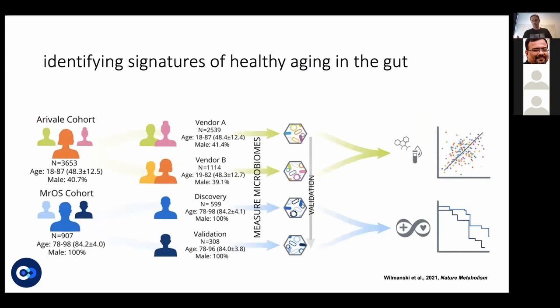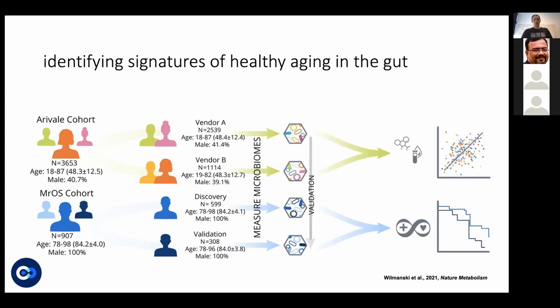So we have this Arivale data set that I talked about before, and it spans the whole lifespan, from 18 to about 90 years old. MrOS is this other, older cohort where people tend to be between about 80 years old and 100 years old. And for both groups, we have dense phenotypic information in addition to some clinical information on health and microbiome measurements.